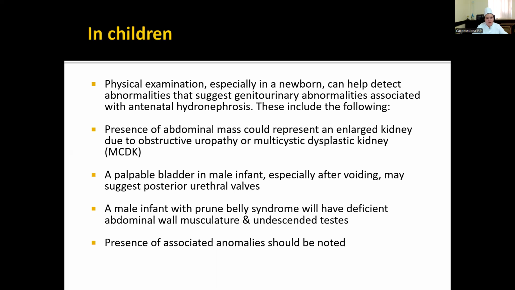This includes the following. Presence of an abdominal mass could represent an enlarged kidney due to obstructive uropathy or multicystic dysplastic kidney. A palpable bladder in a male infant, especially after voiding, may suggest posterior urethral valves. A male infant with prune belly syndrome will have deficient abdominal wall muscles and undescended testes. The presence of associated anomalies should be noted.